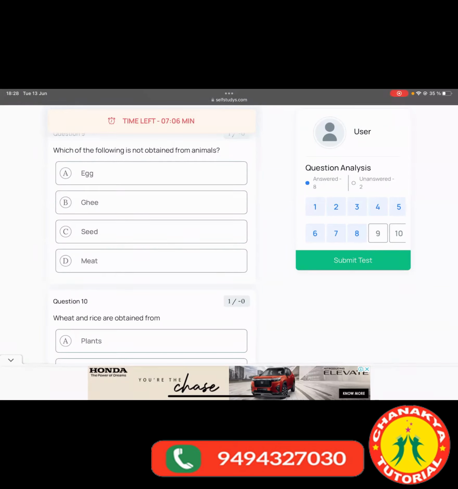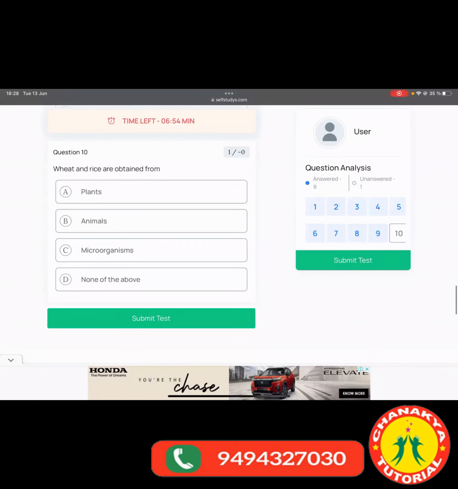Ma'am, is it ghee? Ghee is the answer. No, ma'am, seed. Seed, very good. Okay. Last question.